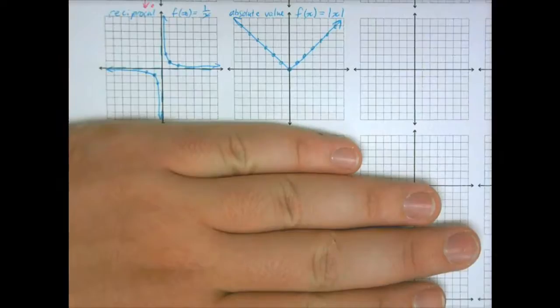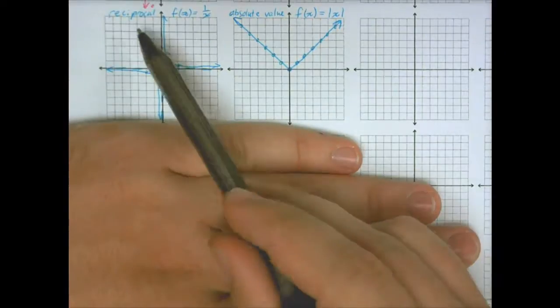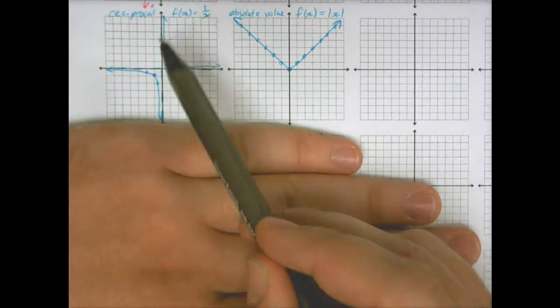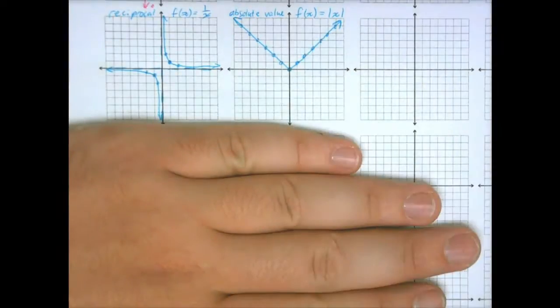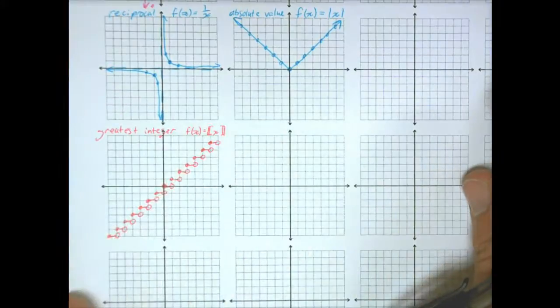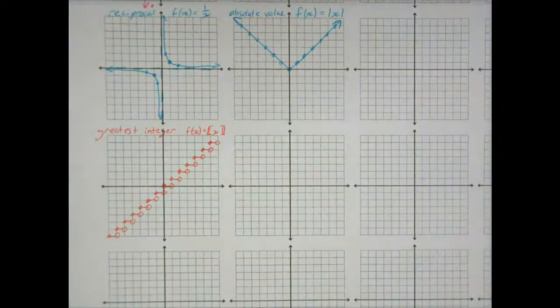And here are the other two that you should already know. This is the reciprocal function, the function, and the graph. Absolute value, the function, and the graph. Okay, again, just pause the video, copy those down, make sure you have the points in the right spots, and then we will talk about the greatest integer function.